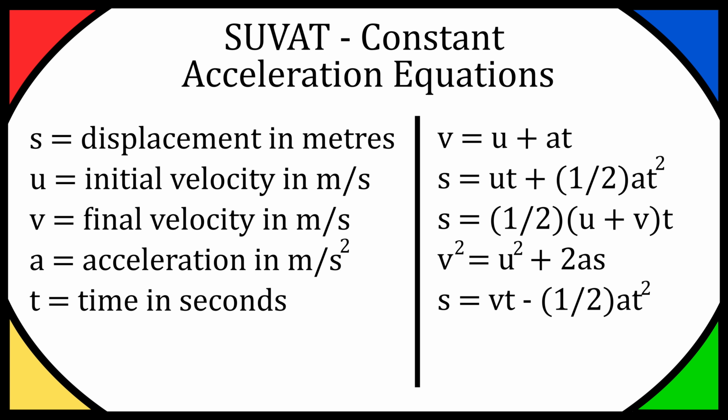So for example, with the top one, v is equal to u plus at. Let's say you're given a question where you're asked to find out the final velocity in meters per second, and you're given the initial velocity, which is u, you're given the acceleration and time. So we know we can use that first equation to work out the final velocity, so we're going to use that equation for that question. Now that's the basic principles.